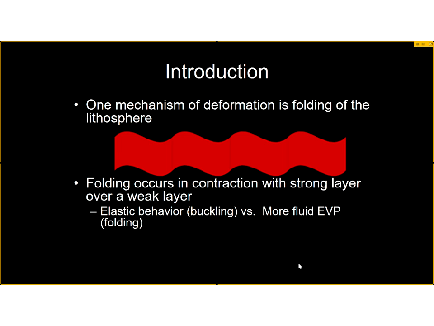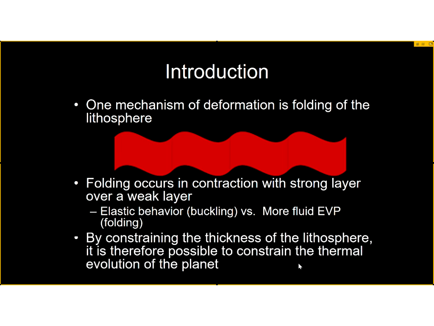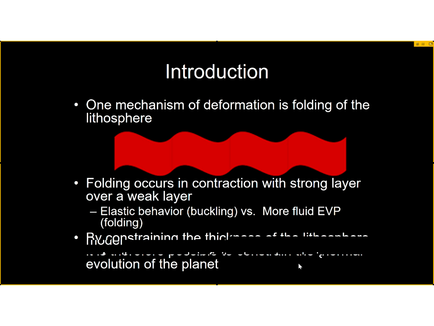If it's purely elastic behavior, so strain that's recoverable until you reach this cohesion point, you get buckling, but there's also a more fluid elastic-viscous-plastic behavior, I'll explain what those mean in a minute, where you can get this sort of folding. So if we can constrain the thickness of this lithosphere, which you can estimate from surface features, it's possible to constrain the thermal history of a body.